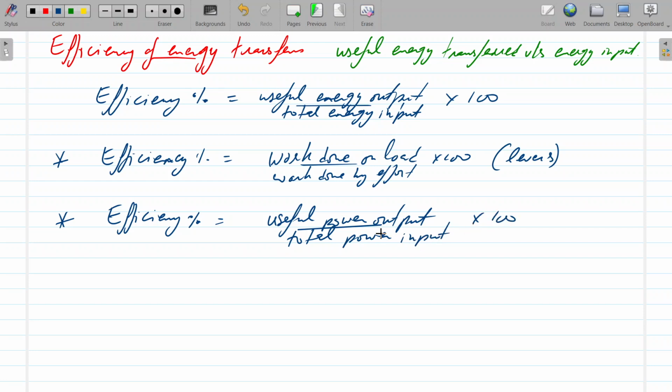Multiplied by 100. You can see the approach is the same. It's just what information or what values you have for efficiency. Do you have the values of work? Do you have the values of energy? Or do you have the values of power? So it depends.